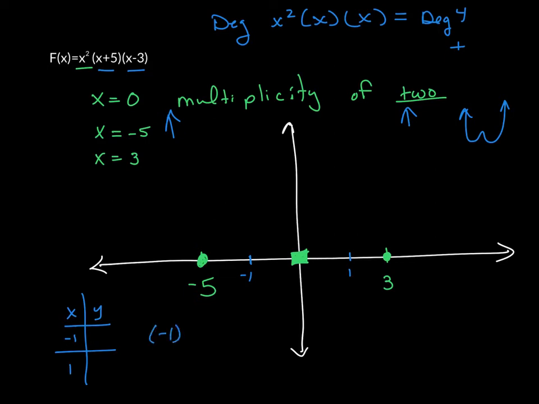Watch your signs here. That's going to be -1 squared, -1 plus 5, and then -1 minus 3. And all of that's going to equal a -16. I'm going to do the same thing for that positive value of 1, and that's going to be 1 squared, 1 plus 5, and then 1 minus 3. And that is going to give me a -12.